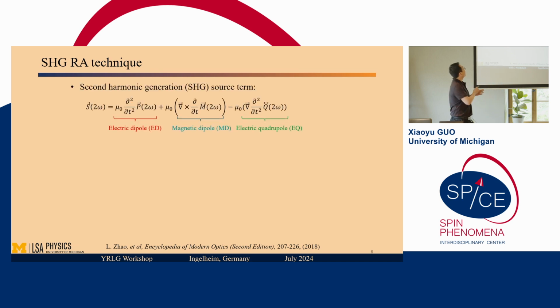The radiation source can be Taylor expanded into different terms. The leading order term is the electric dipole, and we have higher order terms, magnetic dipole and electric quadrupole, and so on and so forth. And as a lot of you know, the electric dipole will disappear once the system has inversion symmetry, just like the nonlinear transport that many people talk about.